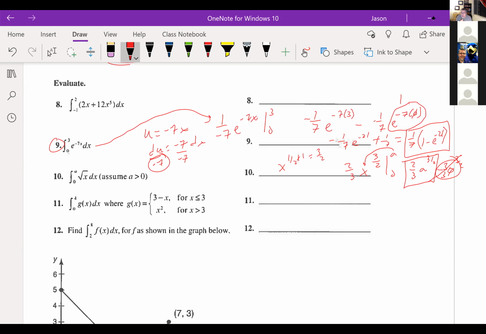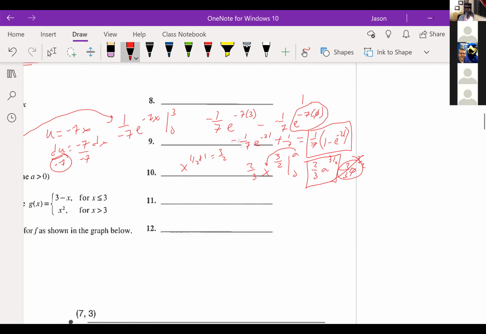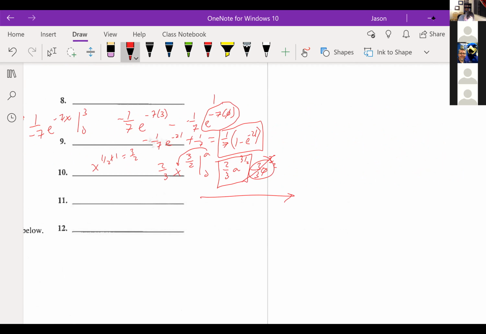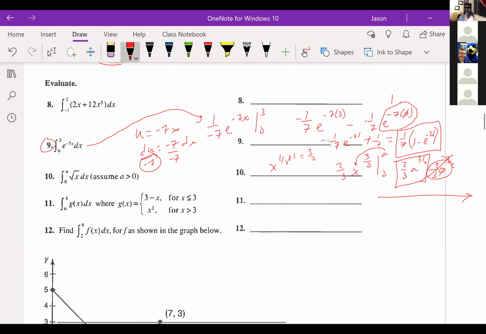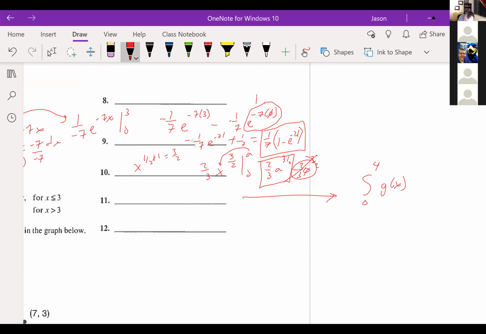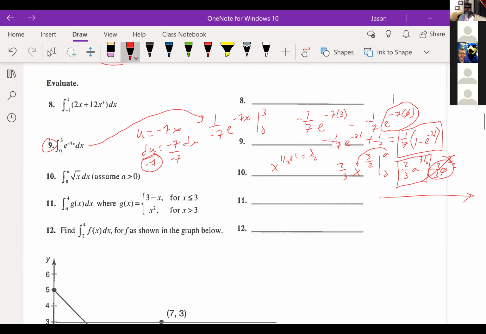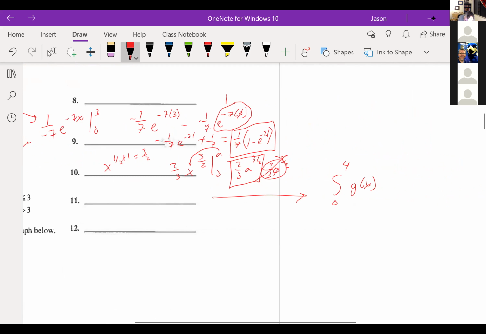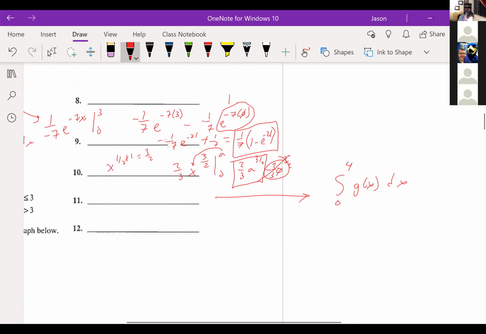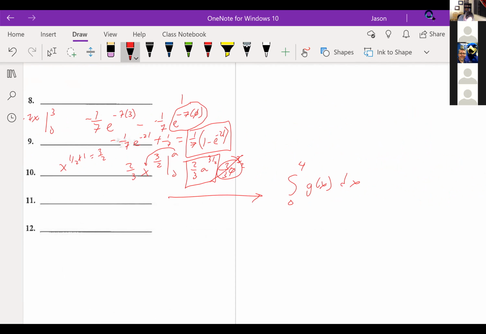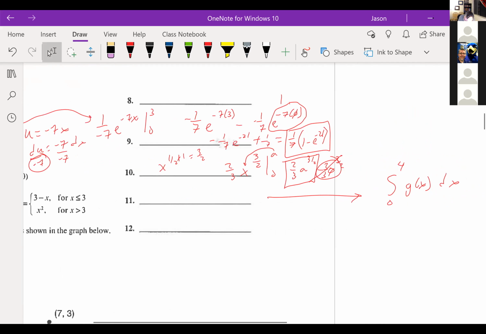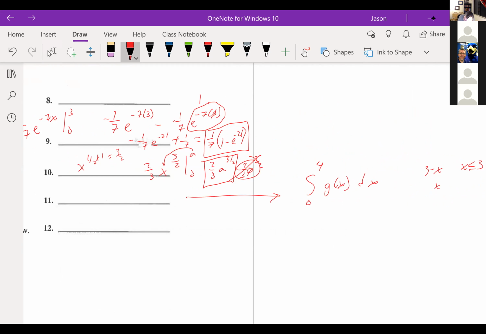Okay, number 11. Let's see what we got here for number 11. We have this guy here. I might rewrite it over here. So the integral of 0 to 4 of g of x dx. For x less than 3, we're at 3 minus x, right? So we're at 3 minus x if x is less than 3. And we're at x squared for x greater than 3.